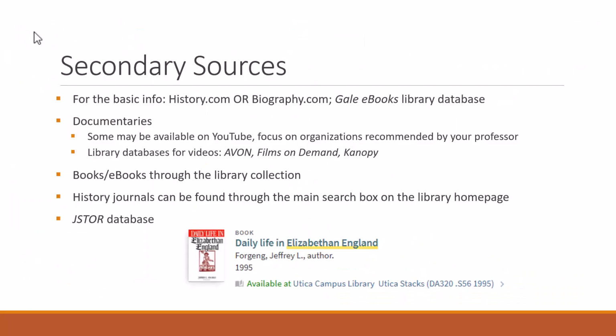Secondary sources are going to be much easier to find. They could be biographies, historical journals, documentaries, or just simply books about this person. And there will be several to choose from. You'll need to explore several and decide on which are the most helpful to the questions you're trying to answer. Your professor says you can use history.com or biography.com for basic biographical information. For this video, I'm going to focus on secondary sources that you'll find through the library website.